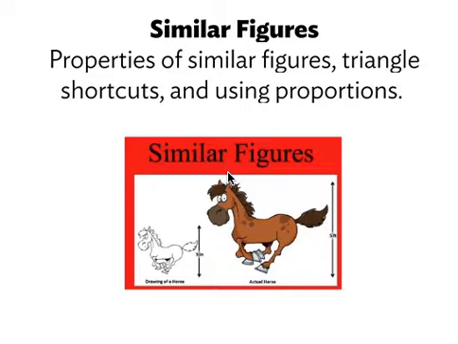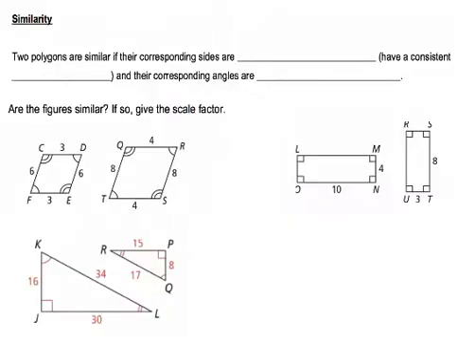So today we're going to talk about properties of similar figures, how this applies specifically to triangles and what shortcuts we can use, and then how we can solve proportions as a way to fill in missing pieces of similar figures. So go ahead and grab your guided notes and find where we left off. If you flip to the next page, you should see this. Let's talk a little vocabulary to start.